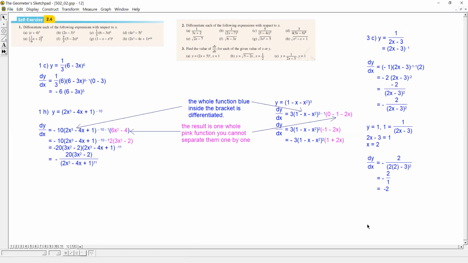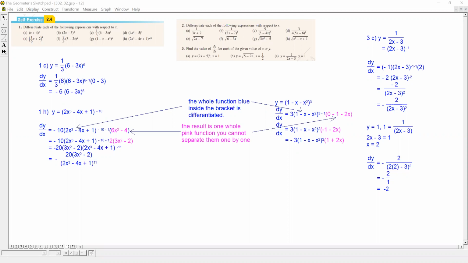Okay. So try to check the answer. What is this? 3c, 2.4, 3c. Negative 2, correct. You checked the answer already. Yes. Okay, then you check the answer, then okay.